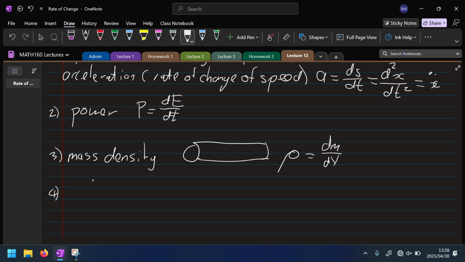Okay, number 4, electric current. Okay, so if you have an amount of charge that's moving, we define the current as dq by dt, or the rate of change of charge. So I, that will be dq by dt, right? Rate of change of charge. It's always rate of change of something.